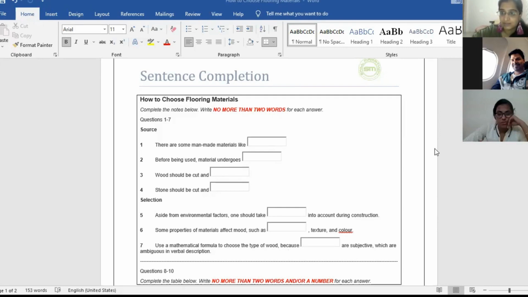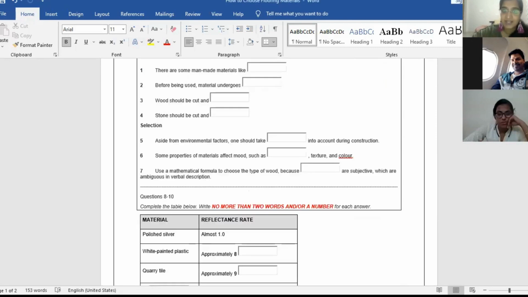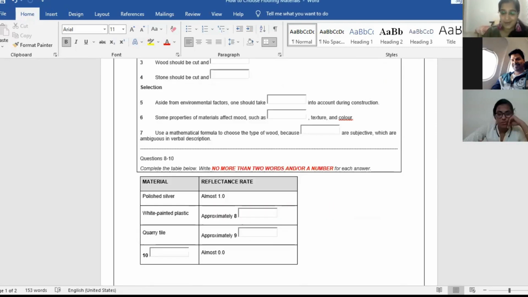Okay. Here, reflectance rate. And another thing is there's a lot of explanation that happens around it in this particular audio clip. Polished silver is given, white painted plastic is 0.8. Quarry tile is 0.1. And the 10th answer, the material is black velvet.